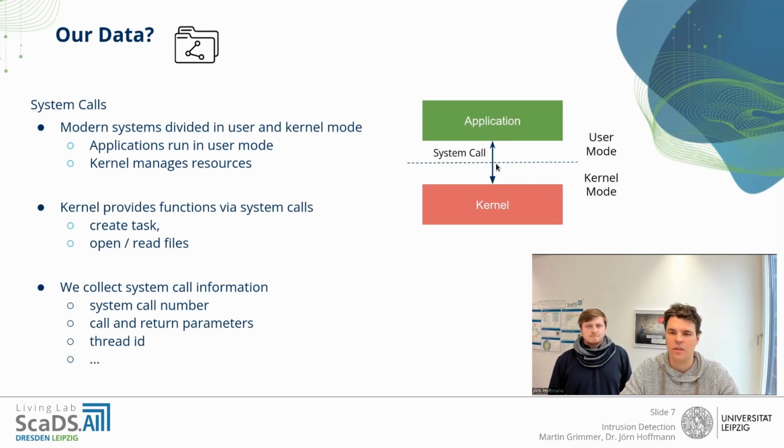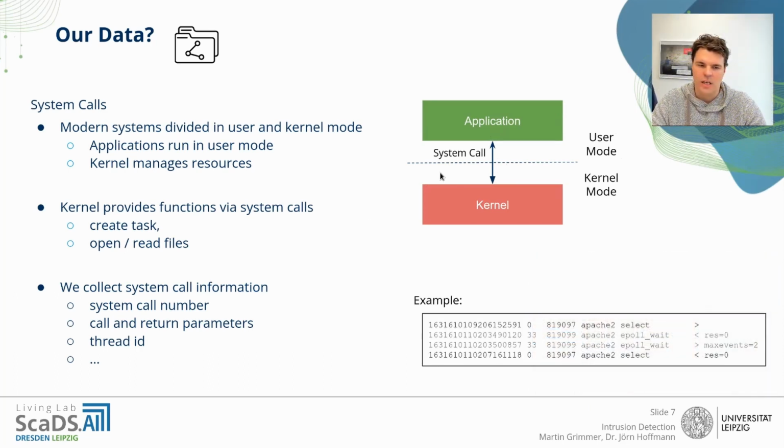it calls the kernel via a special function call, a system call, e.g. to create tasks, open, and read files. And we use this interface, this call information, the system call information, to get a footprint of the application. We consider the system call number, the call and return parameters, the thread ID, and other metadata.